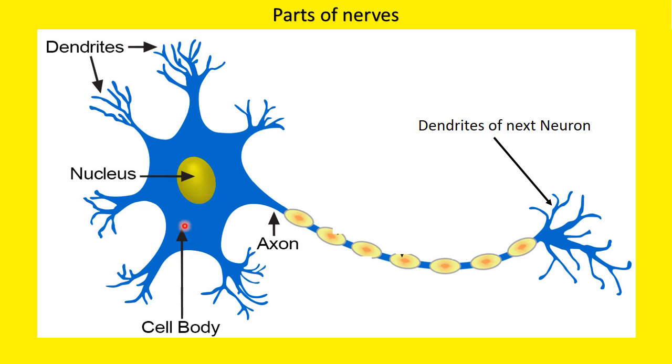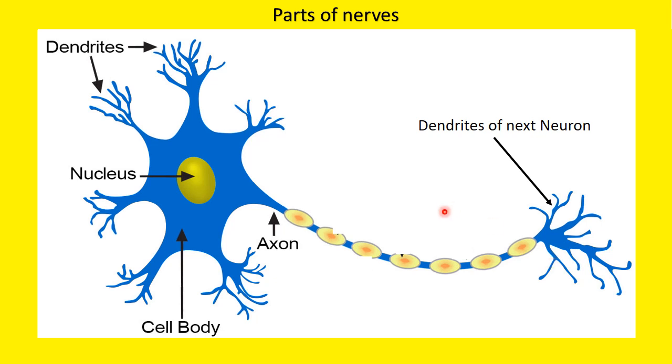Inside the cell body there is the nucleus, and the stem-like structure in the nerve is called the axon. And then after the axon we even see dendrites. So these are the dendrites of the next neuron. As you know, the impulse comes on this dendrite and then goes through the axon, and this axon does not connect directly to the brain or the spinal cord.